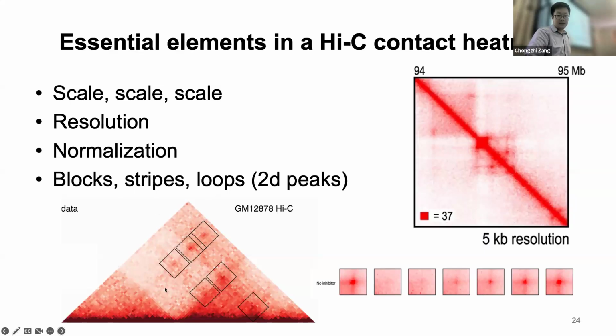And stripes. Sometimes we can see a line or stripe in the Hi-C map. What does that mean?